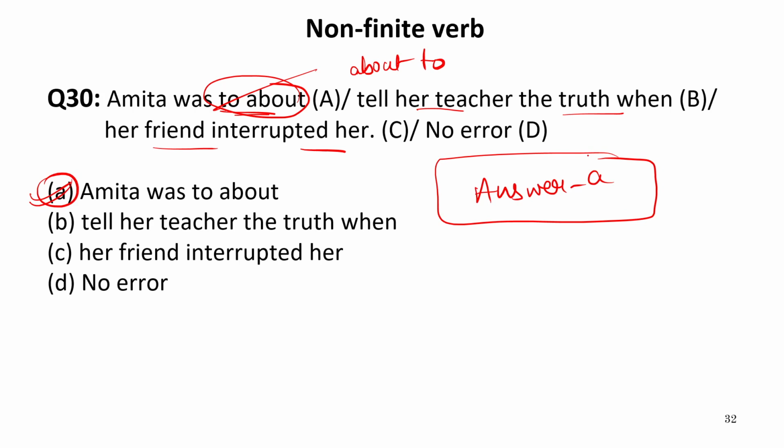Now, this was the last sentence of today's session. I hope you understood all the sentences. These are very simple. Non-finite verbs are very simple. And many of the sentences you feel that you can answer them by just reading the sentence properly. Though sometimes it is possible that we do not know what the rectification of the sentence will be, but we get to know that this part contains the error necessarily.